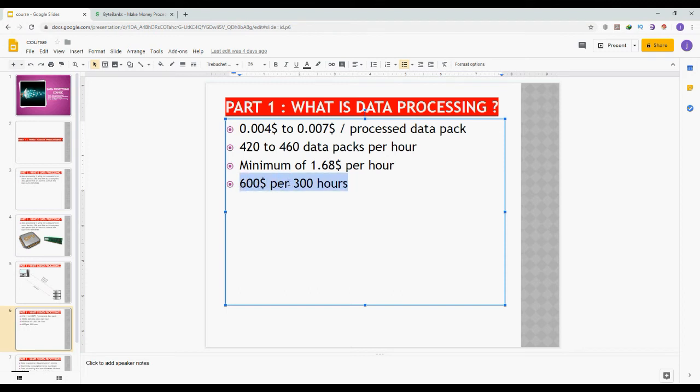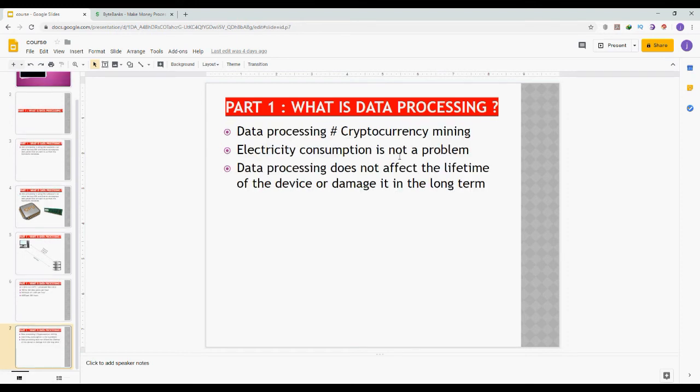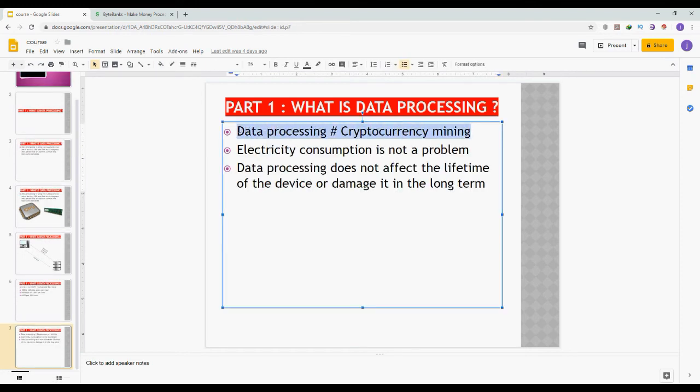So let's say you let your computer process data for 10 hours daily for 30 days. That's 300 hours times an average of $2 per hour, which equals $600 per month. Now I know some people will say, $600 per month is nothing, and it's not worth it, and don't forget the electricity bills, and... Let's get something clear.